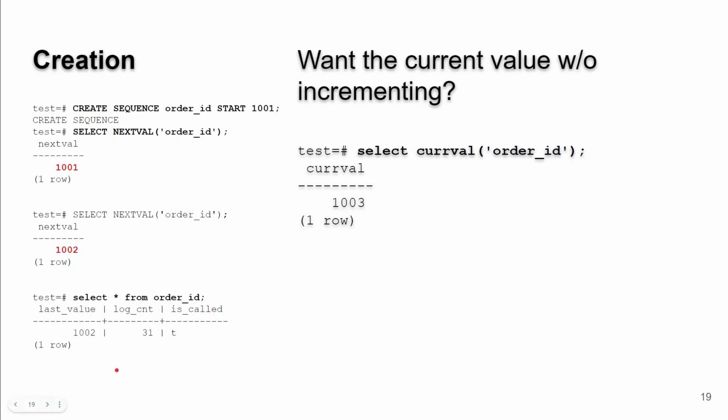Well, what if we want to just find the value without incrementing it? Well, you don't use next value, you use curr value. So the current value for that we'd want for the next record going in would be 1003.